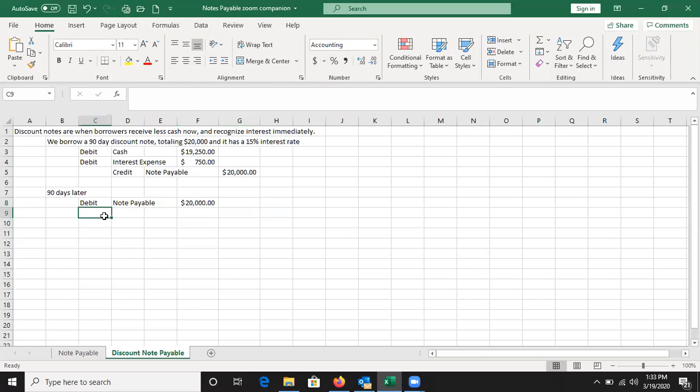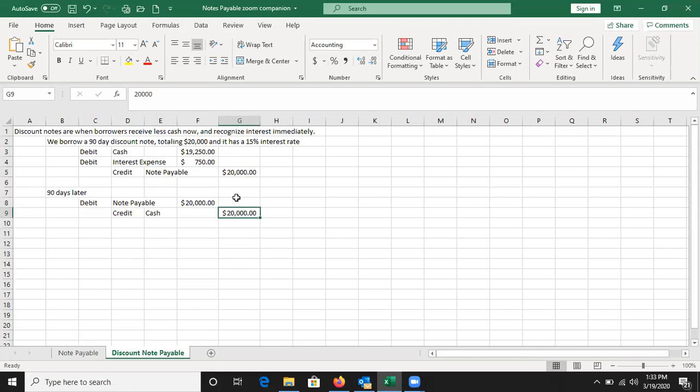Now, we already recognized interest expense on the day we took out this note. On the day we borrowed it, we recognized interest expense. So we're not going to do anything else with interest expense. Instead, we just have to credit cash for $20,000. So with a discount note, you receive less cash, but the maximum amount you have to pay back is the face value, the $20,000 of the note.